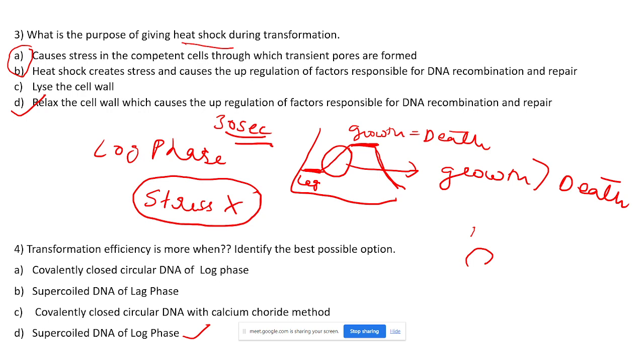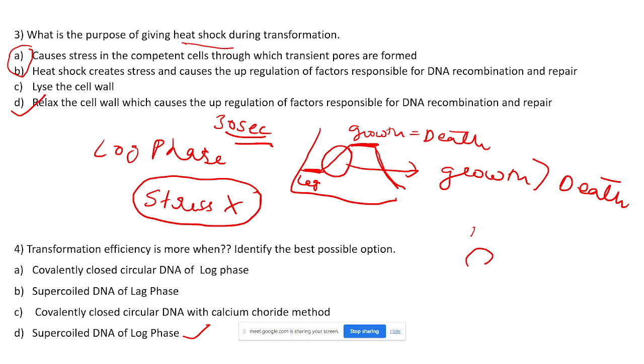So when you are giving heat shock, it is causing the expansion of the cell wall, and there is more surface area. Your cell wall is getting relaxed, so there are more chances of your ligated product being taken up. That is the first thing. The second thing is that heat shock, because it is a shock.